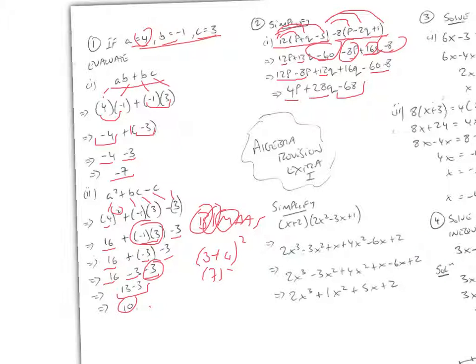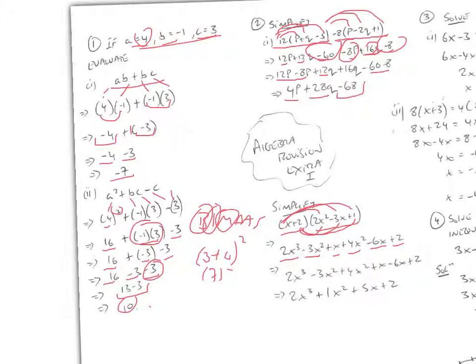Let's simplify x plus 2 times 2x squared minus 3x plus 1. So x by 2x squared is 2x cubed. x by minus 3x is minus 3x squared. x by 1 is plus x. 2 times 2x squared is 4x squared. 2 times minus 3x is minus 6x. 2 times 1 is 2.